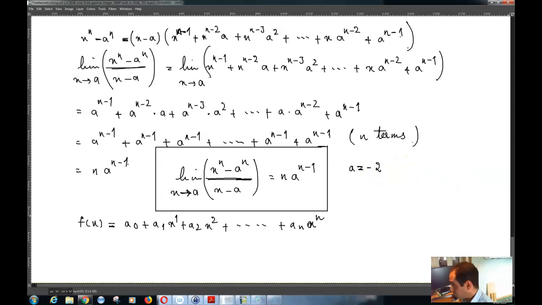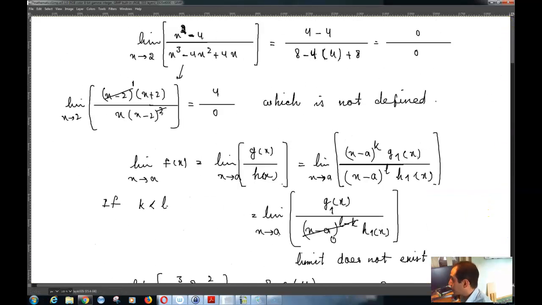I don't really know why a has to be a positive number. I don't really know that. Maybe in some example we will find out why a has to be a positive number. We will keep this until we understand it. Okay?